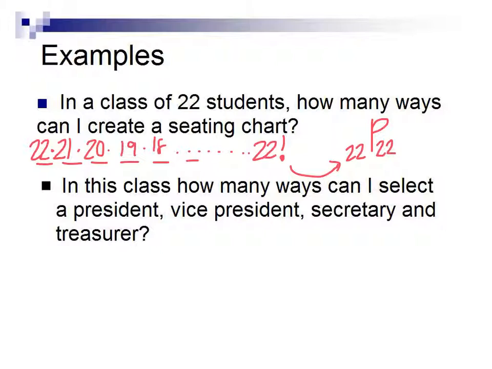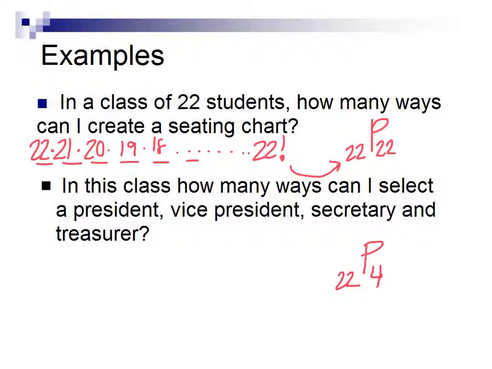Okay, in this class, how many ways can I select a president, a vice president, a secretary, and a treasurer? I've got this class of 22 students. This time, order is important because being the president is different than being the vice president. But I'm not allowed to repeat because Sammy can't be president and vice president. So you could do permutations: you have 22 students, but this time you're only choosing 4.